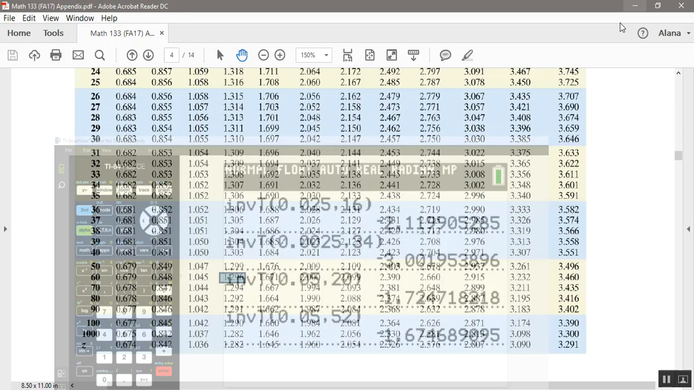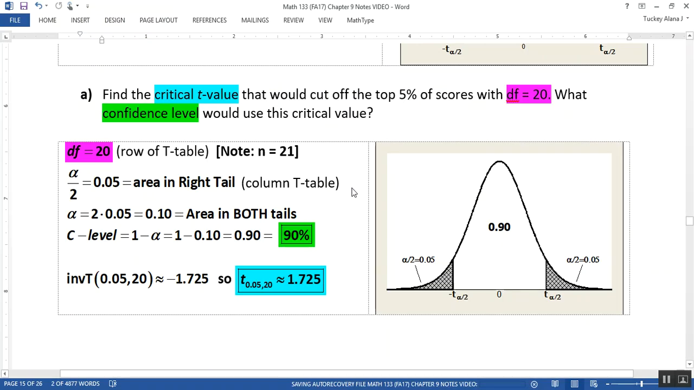Okay, so we have found critical t values. We're all set there.